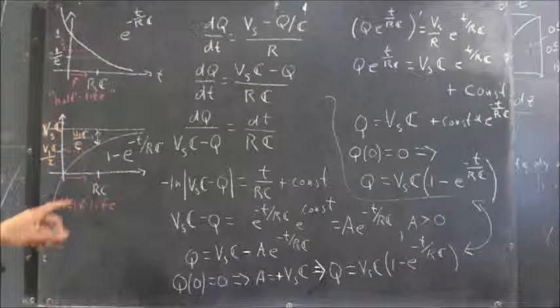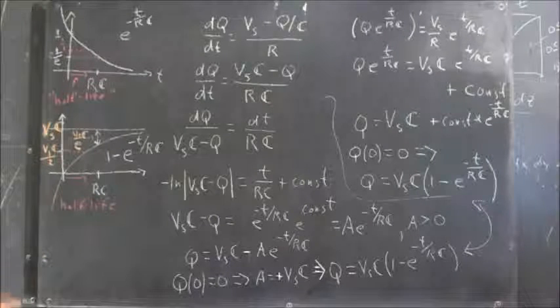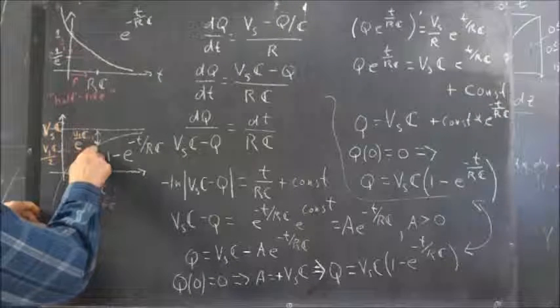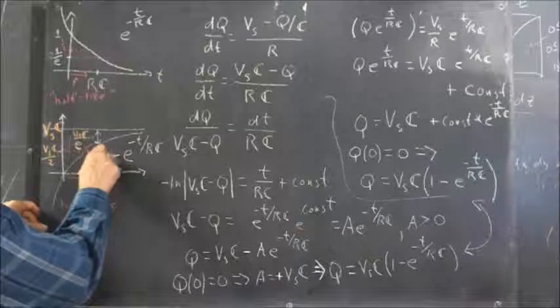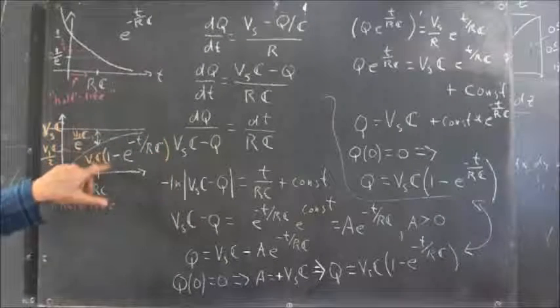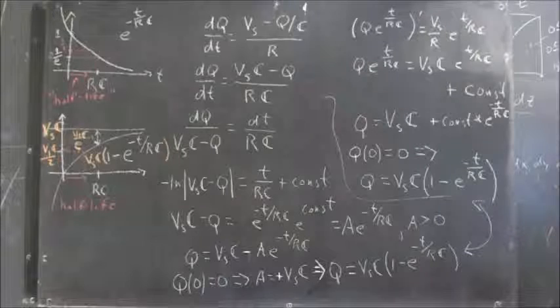Your RC and your half-life aren't affected by this because, again, everything here is multiplied by VSC, and of course we probably want to multiply our function by VSC. So here's a graph of VSC times 1 minus e to the negative t over RC.